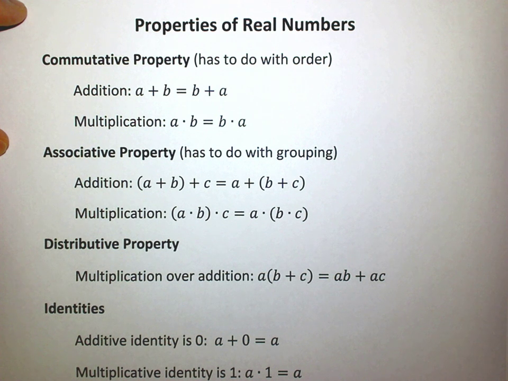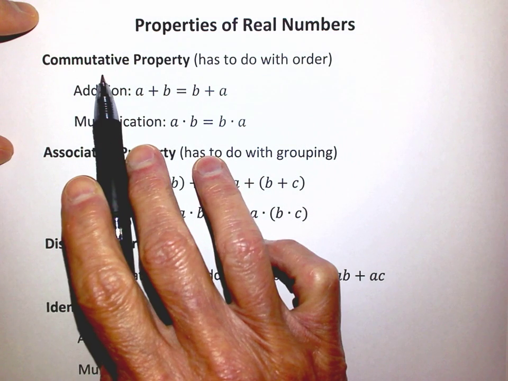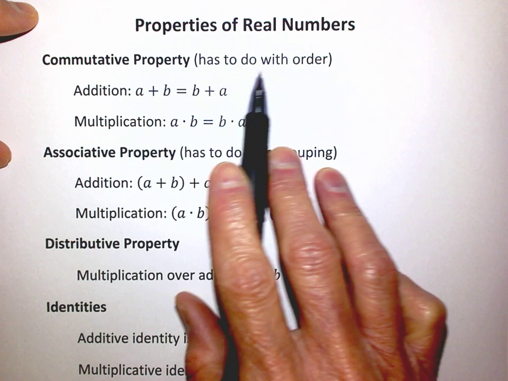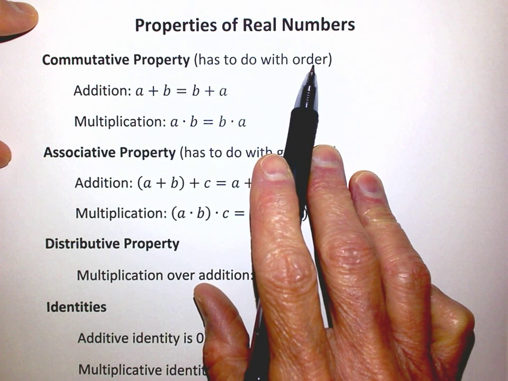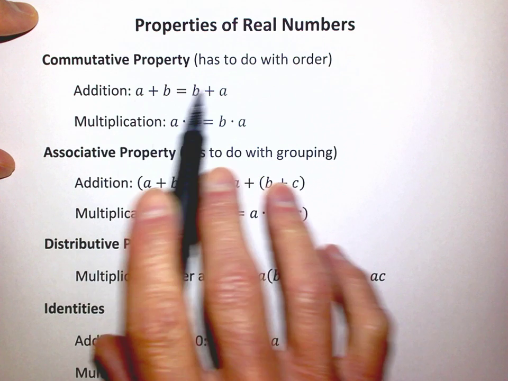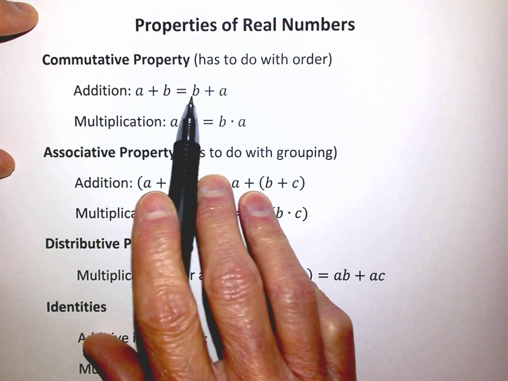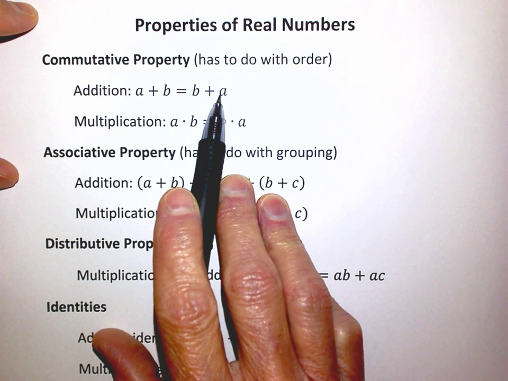In this video we will be talking about the properties of real numbers. The commutative property has to do with the order, and it says the commutative property for addition says that a plus b equals b plus a. Let's try an example.